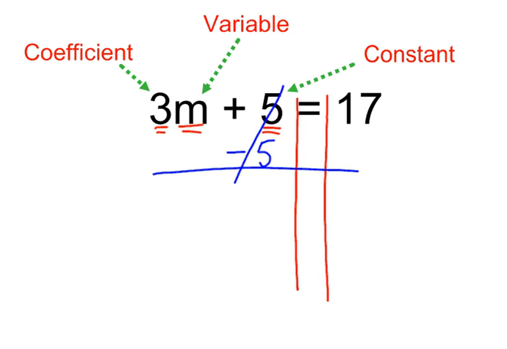Remember, equations are like a balance. Whatever you do to one side, you must do to the other. So I'm going to bring down our 3m. So now we're left with a one-step equation. We have 3 times m equals 12.